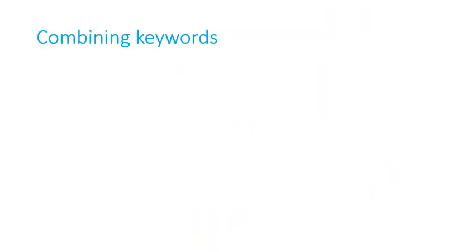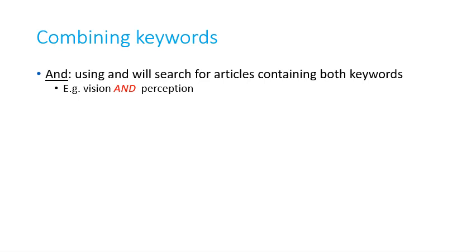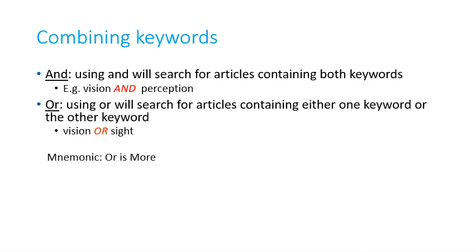Now, there are other ways of combining keywords when you're searching. The first and foremost is the Boolean use of AND. If you use AND, it will search for articles or publications that have both the terms that you're looking for. For instance, if you're looking for vision and perception, then it will search for journal articles that have both these terminologies together. Another way of using it is using OR.